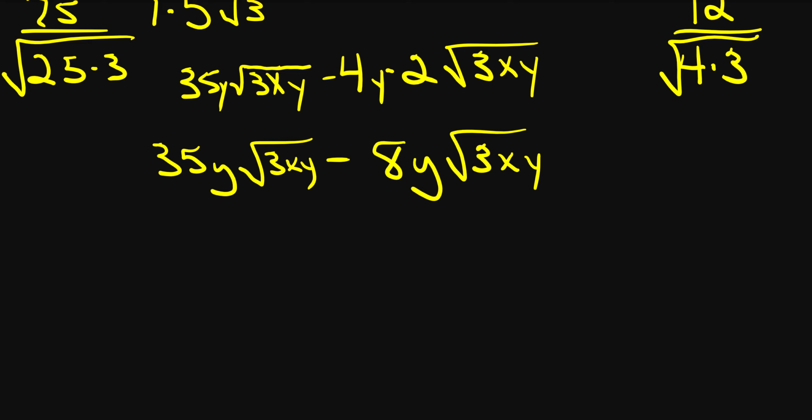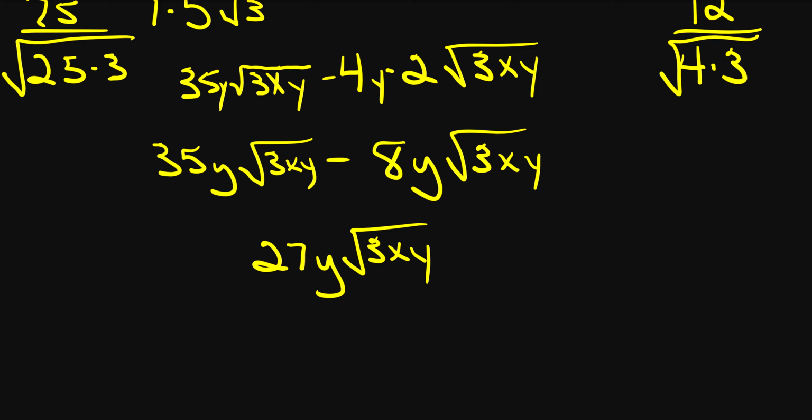So, what do you think my answer is going to be here? I've got 35y times the square root of 3xy, minus 8y square root of 3xy. So this is going to end up 35y minus 8y, which is 27y times the square root of 3xy. So that worked out real nice.